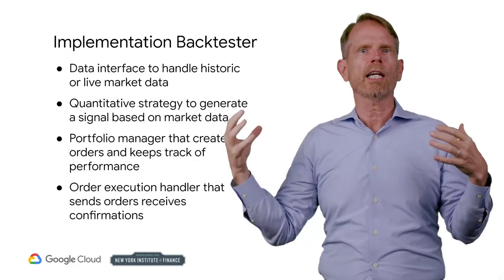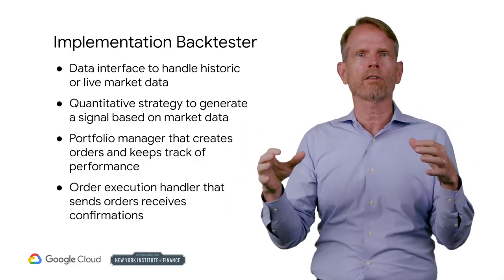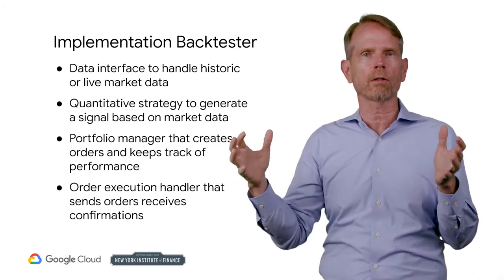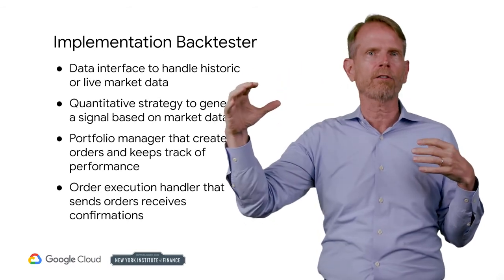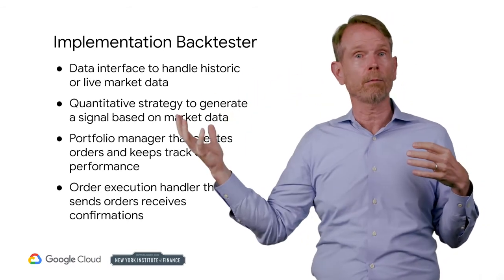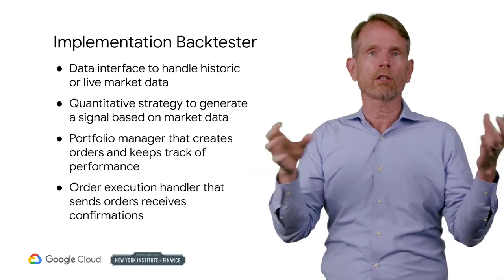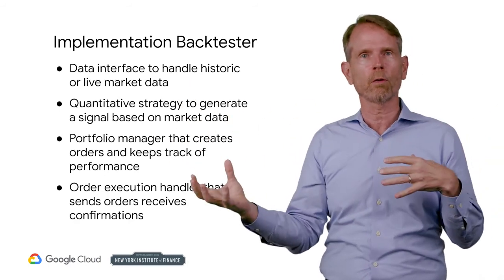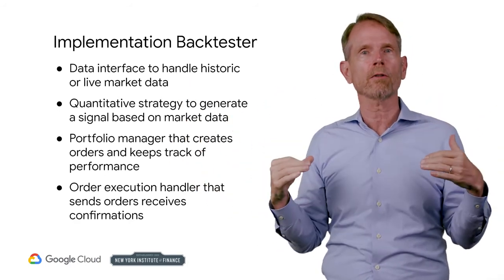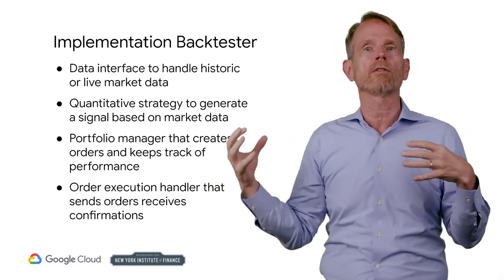You can use R or Pandas to code development testers, and it's generally simpler to code these than to code an implementation backtester. Implementation backtesters are more difficult to code because they simulate all aspects of a strategy going live. Implementation backtesters require a data interface to handle both historic and live market data, a quant strategy that generates signals to a portfolio manager that then creates orders and measures performance, and then an order execution handler that sends orders and receives confirmations.